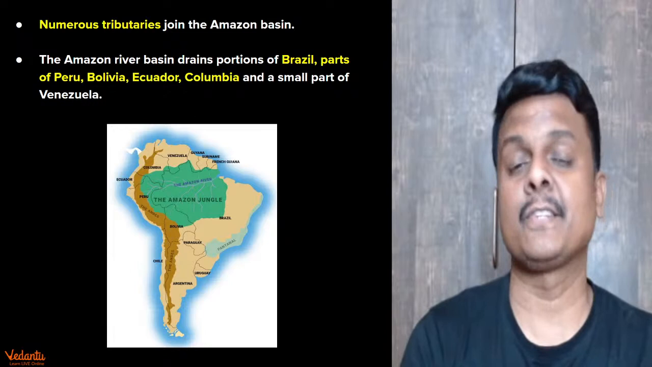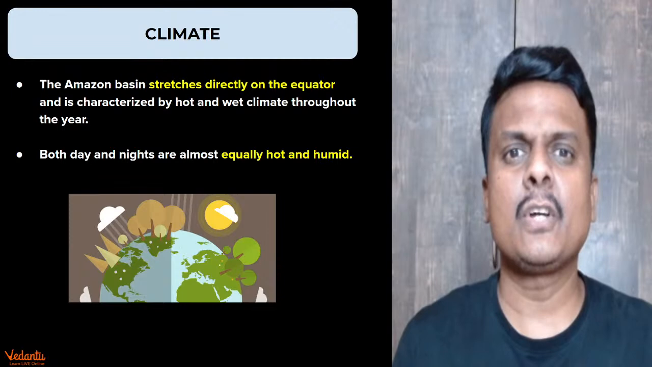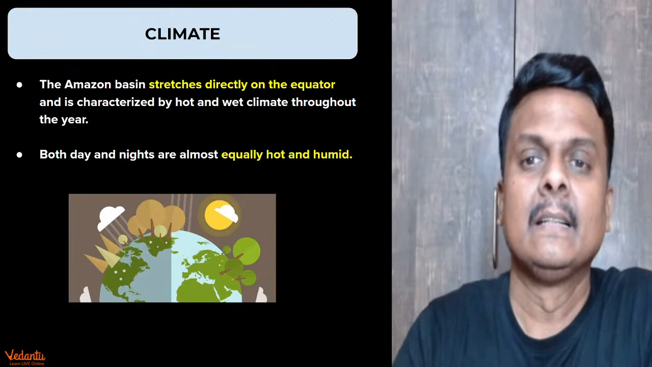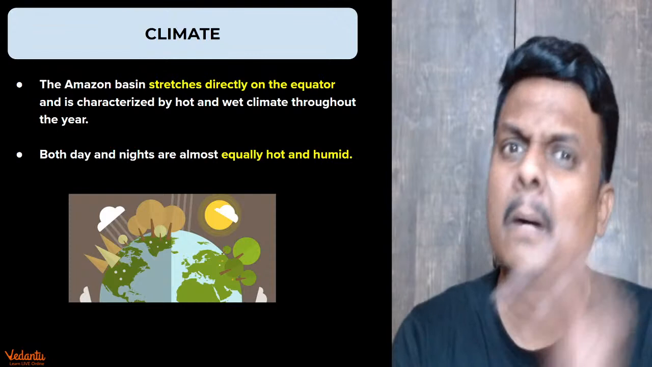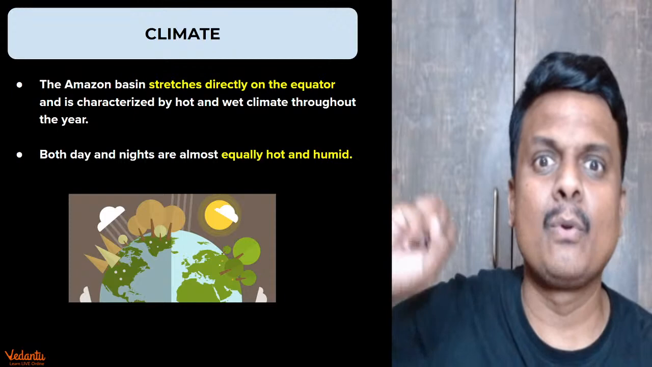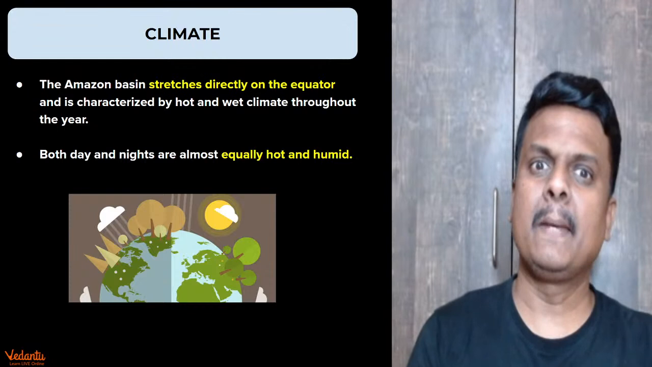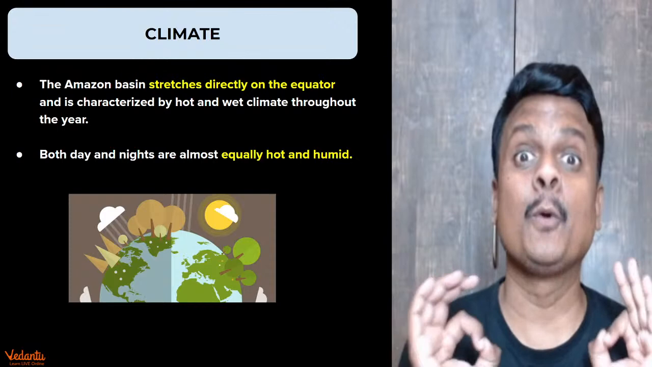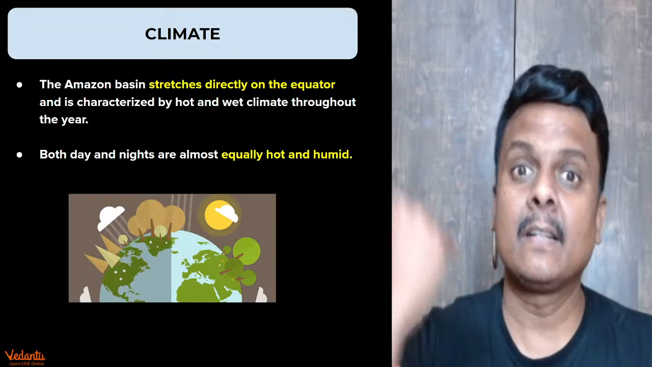Now moving on. Climate. Climate in the Amazon jungle, guys, is hot and humid. That's because of the equator. Typically, it's a hot and humid climate. And when it's rainfall time, it will still be wet, but humid. Humidity will not go. The entire river basin is known for humidity. So both day as well as nights will be equally hot and humid. You will not see very cold nights and very hot days. Guys, are you surprised with this? In India, we don't see that, right? In the evenings, we will see the heat come down. But not here.